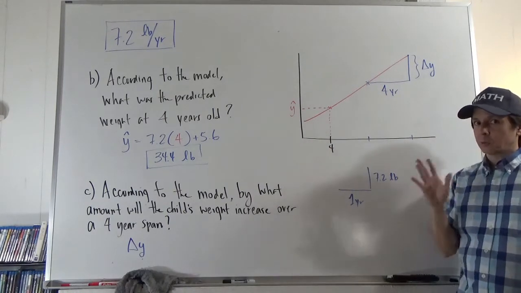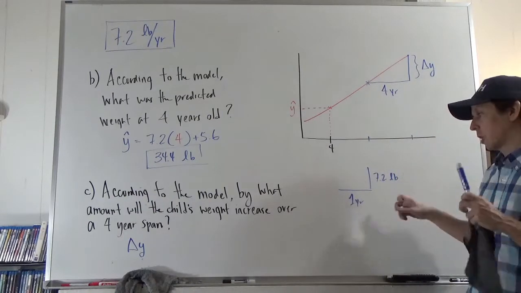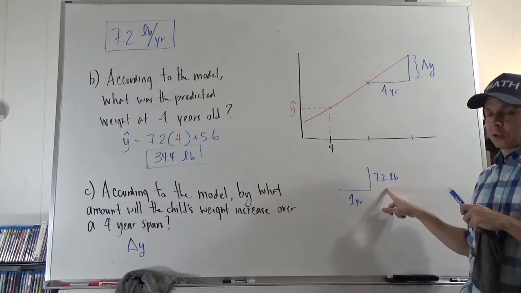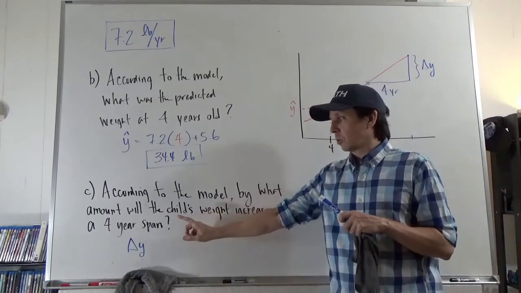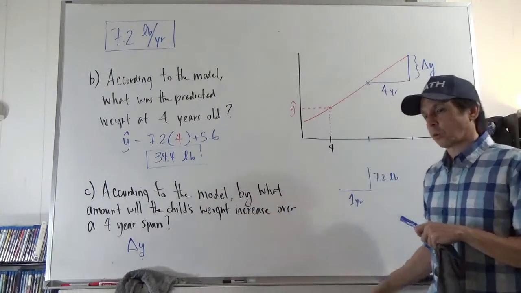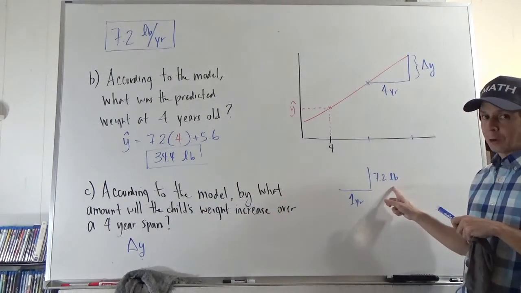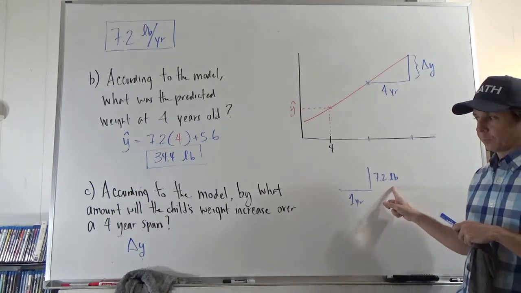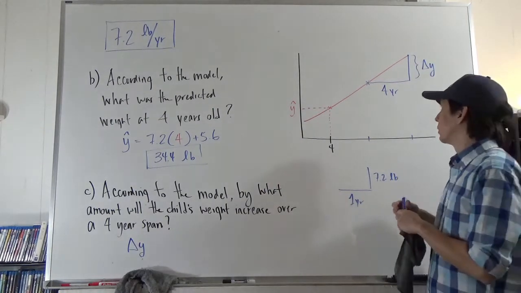Okay, so intuitively, if the kid's weight is increasing by 7.2 pounds per year, without doing any equations or getting too fancy, just intuitively tell me, how much is he going to grow over a 4-year span if he's growing at a rate of 7.2 pounds per year? What would you do with that? You would multiply by 4.